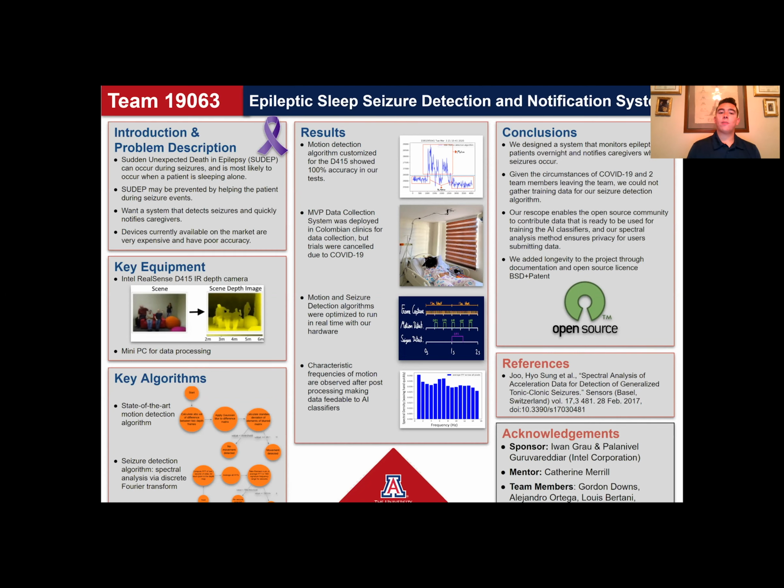Now I'll briefly go over some key verification results. So we wanted to capture images at a rate of at least 16 frames per second because that's a Nyquist rate for very fast seizure motion. So we got 30 frames per second, so we passed that test.